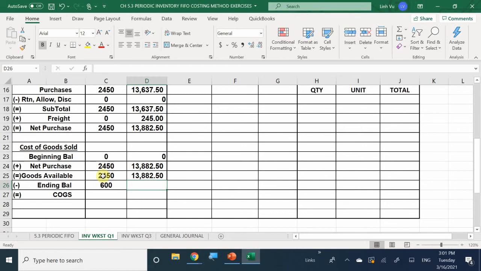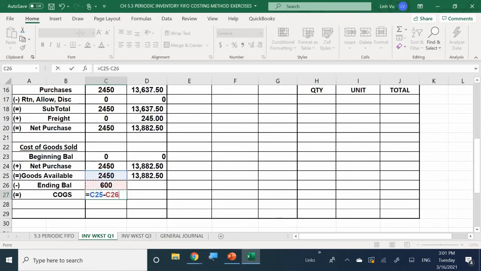Now, we are finally going to be doing the bottom part where we solve for our cost of goods sold. We're given two criteria: we have the goods available, and we're also given how much ending balance we have. So, assuming that everything goes through, how many items did I sell? 1,850. Correct, right? I take my goods available, I subtract my ending balance to get my total quantity of cost of goods sold to be 1,850.